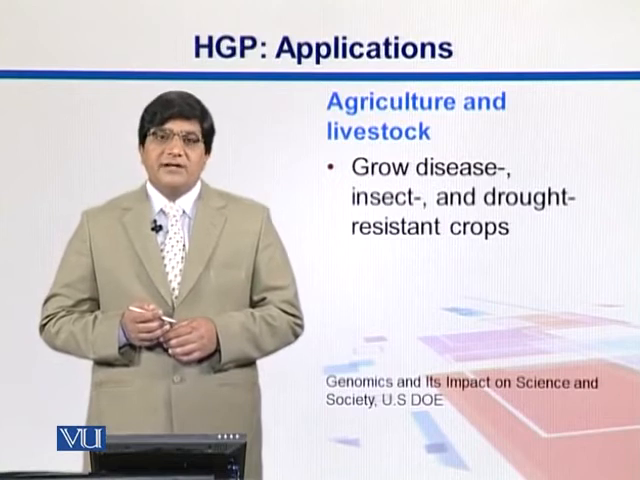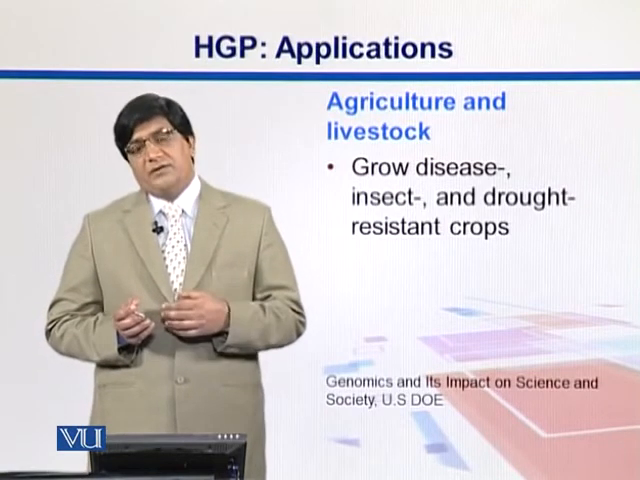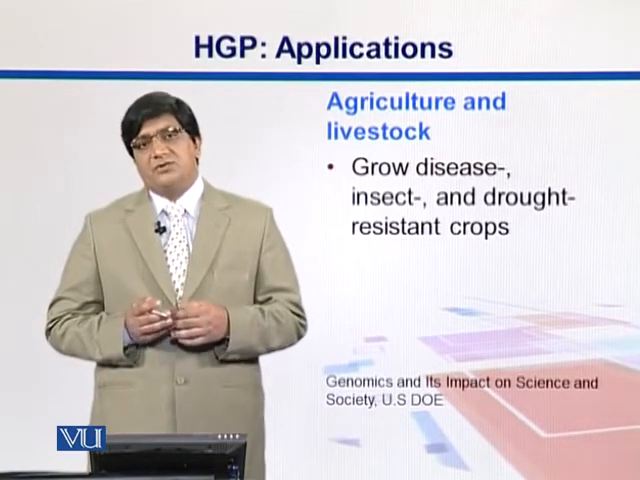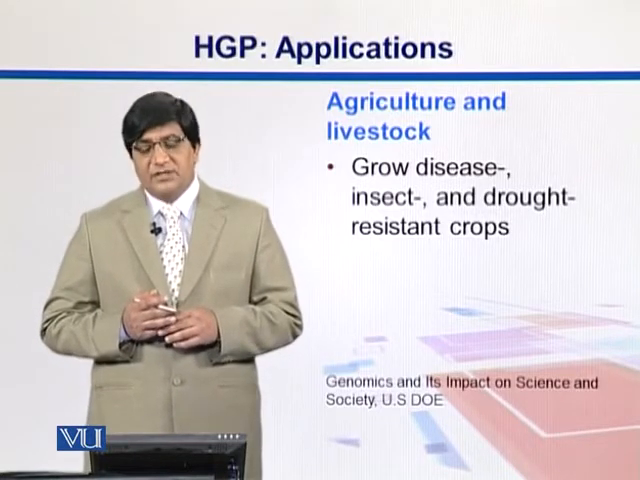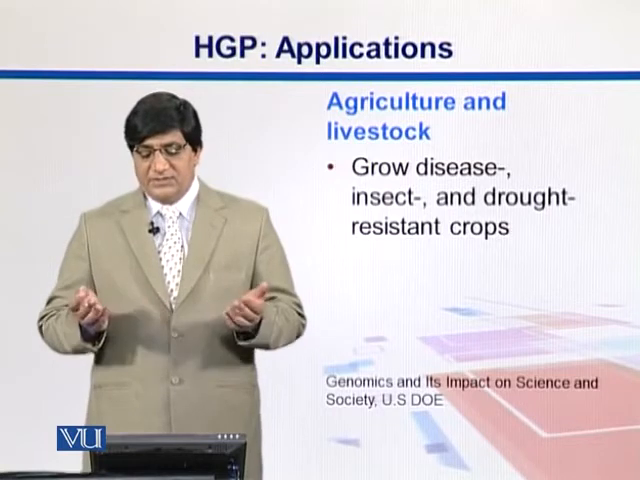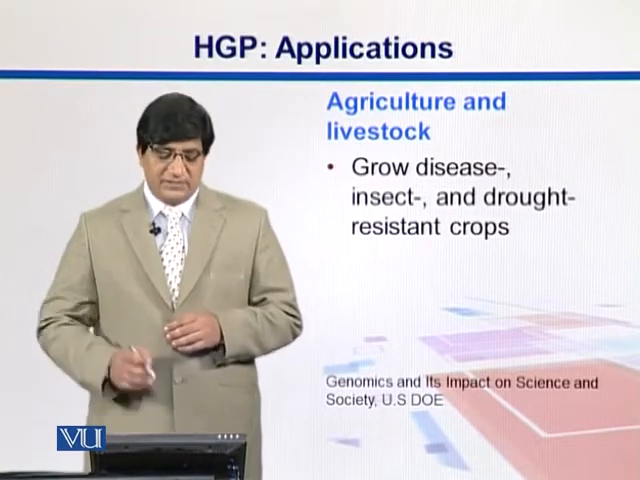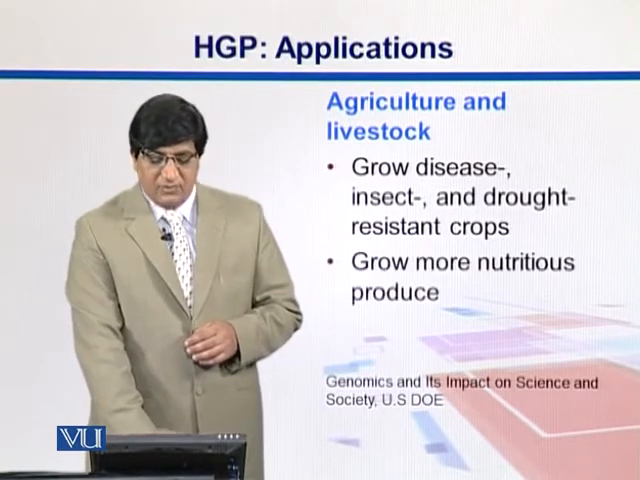In agriculture and livestock, if we have the genome sequences of different plants and animals, we can grow disease-resistant, insect-resistant and drought-resistant crops. We can get more produce.